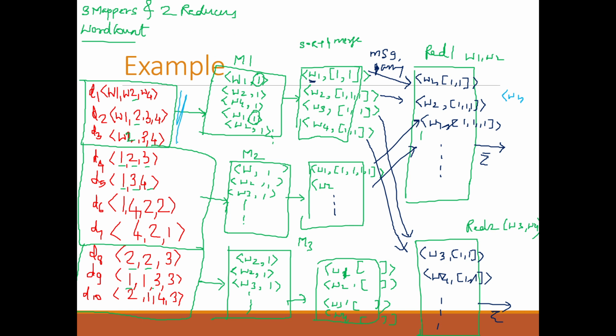So the output will be W1 and W2 along with their counts, visible only to reducer 1. Okay, so W1, how many times does it appear? It appears 9 times. And W2 appears 10 times. So this will be the output by this reducer. And here the output will be the count of W3, that is 8, and count of W4, which is I guess 7. And then both these results are merged and given as the output to the user.